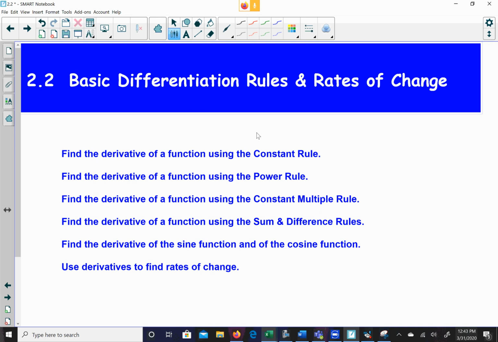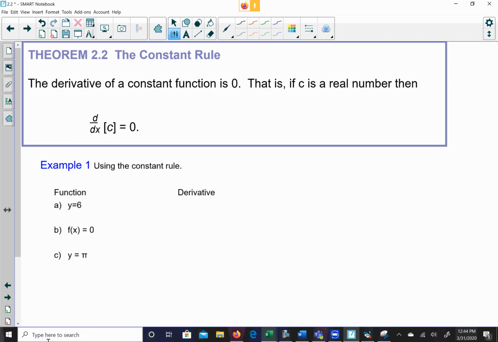In this section, you're going to learn how to find the derivative of a function using the constant rule, the power rule, the constant multiple rule, the sum and difference rules, and then you're going to find the derivative of sine and cosine functions, as well as use derivatives to find rates of change. It sounds like a lot, but it's actually much easier than 2.1, using the limit definition to find the tangent line. So let's start with the first example.